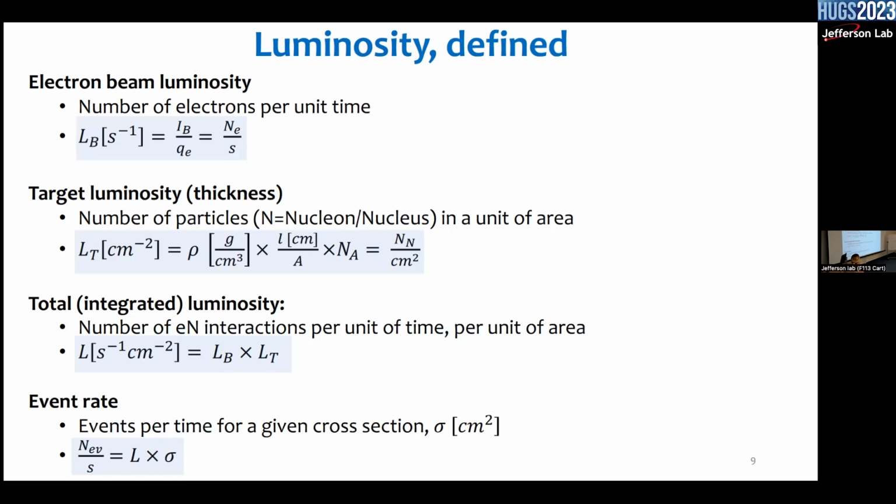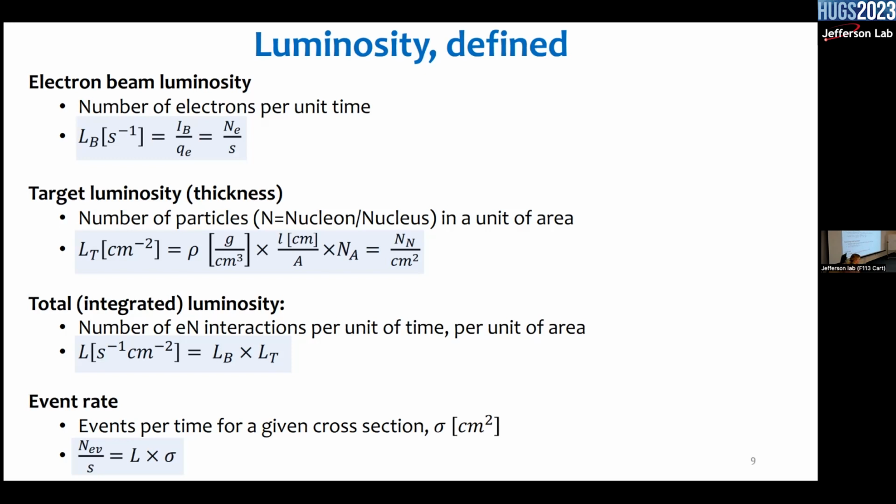Then you have your target luminosity, which is based on your number of particles per unit area. So you have your density times the length of that target, and then your A and Avogadro's number to get the number of nucleons, for example, per square centimeter. It's just the multiplication of these two factors that gives you the total integrated luminosity. For a Hall A or Hall C experiment, these numbers are on the order of 10 to the 37. So pretty high. And I think Hall B is on the order of 10 to the 36, around there, optimally right now.